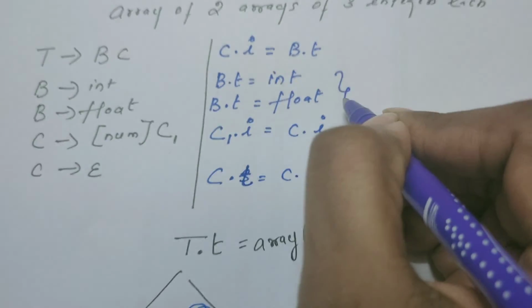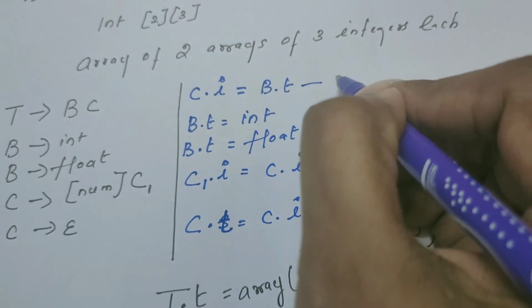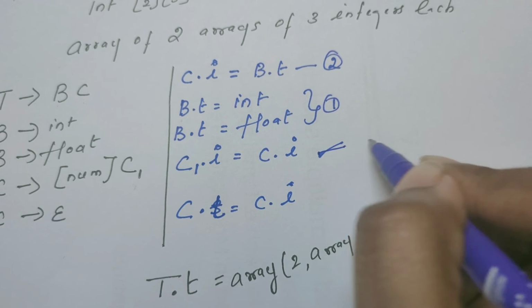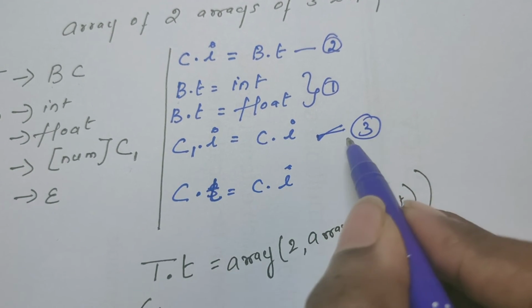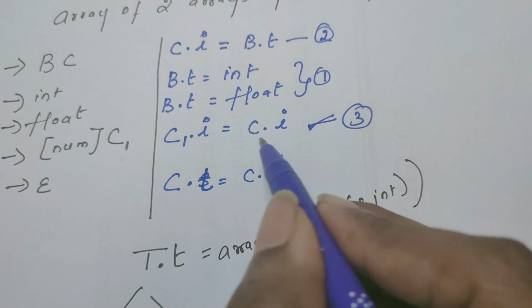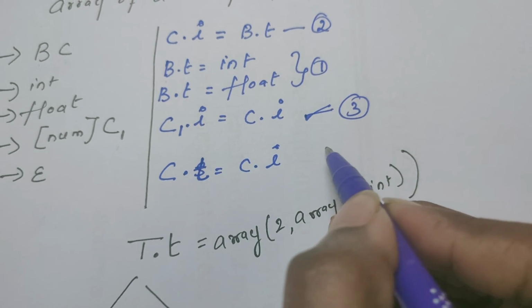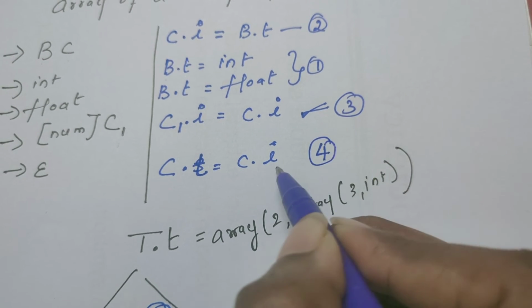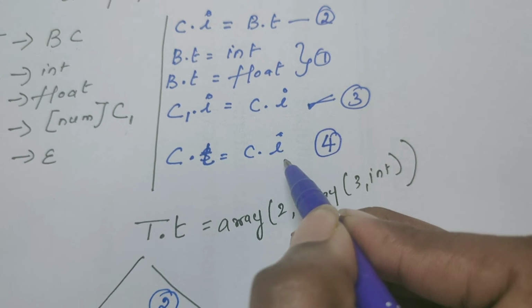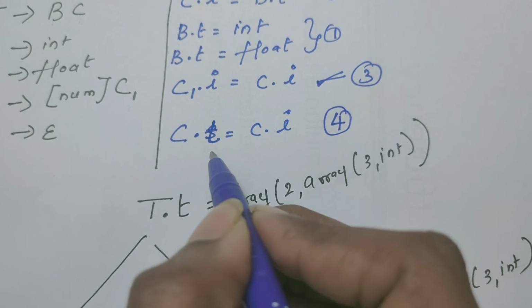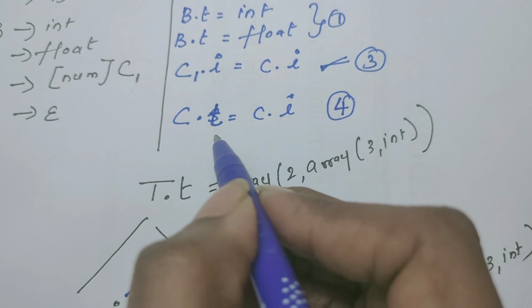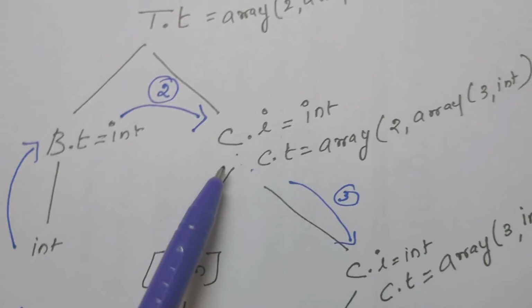Anyhow, I number the rules. This is the first step, this is the second step, and this is the third step. This third step is kept on repeating until C is replaced by epsilon. Once C is replaced by epsilon, the value whatever is inherited till that point is synthesized and saved at that point. Now, let us move on to the parse tree.